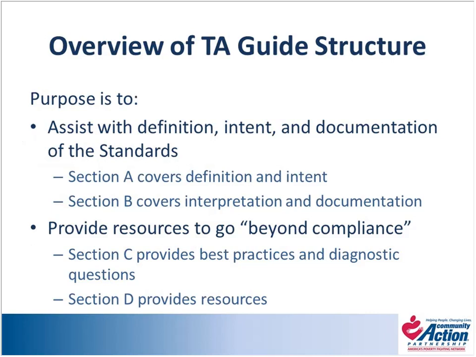So the overview of the TA guide structure: basically, the purpose is to assist with the definition, the intent, and the documentation of the standards. Section A of the TA guide covers the definition and intent. Section B covers the interpretation and the documentation, and it also provides resources for the go-to for beyond compliance. Section C provides some of the best practices and diagnostic questions, and then Section D provides those resources that you can access.